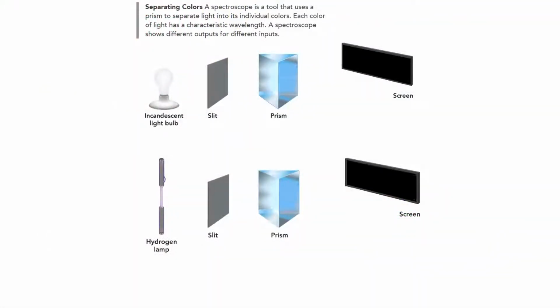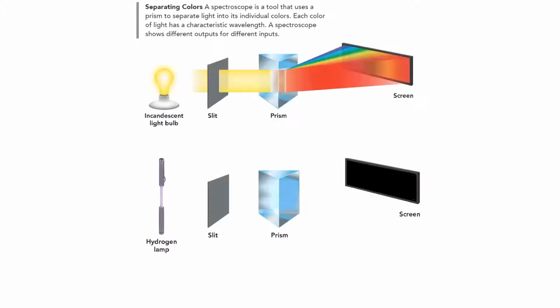Here's how it's done. We take light from a source and we move it through a barrier that has a tiny little slit. The narrow beam of light is put through a prism, and the prism can separate the light waves into individual colors. If we do this for a regular light bulb, we will get all the colors of the rainbow.